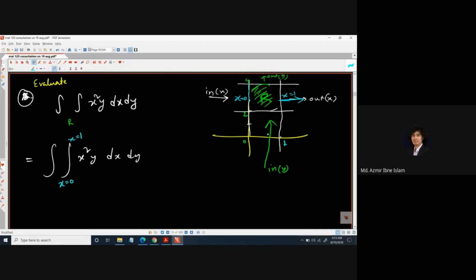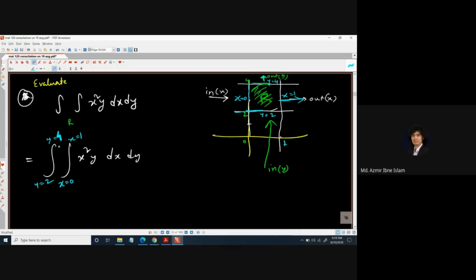Now, what will be the y limit? y equal to 2 will be the lower limit. So you have to look vertically, vertically in, vertically out. Vertically out, you are getting y equal to 4, so y equal to 4 is the upper limit. So finally, now we have the complete problem. Is that okay?